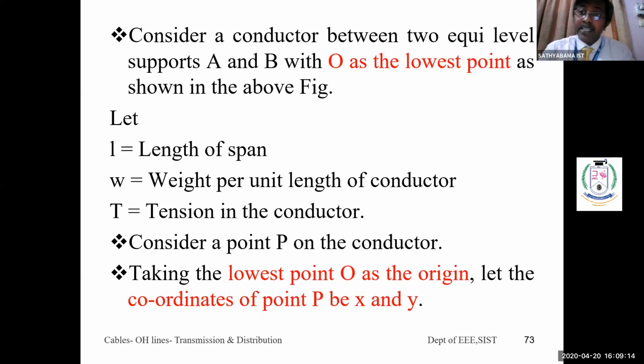Let L be the length of the span. W is the weight per unit length of the conductor. T is the tension of the conductor. And we make an assumption here: consider a point P on the conductor, and from that we take coordinates with O as the origin. For P, the coordinates are X and Y. Now, based on these data, we are going to solve for the sag.